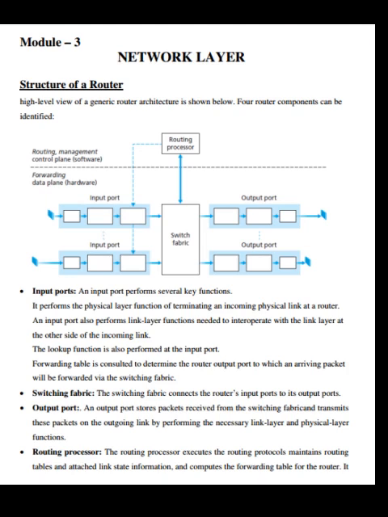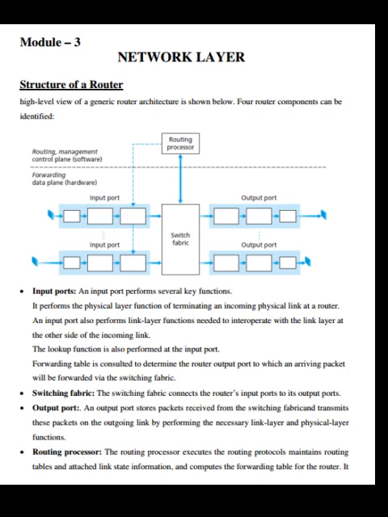An input port performs several key functions. It performs the physical layer function of terminating an incoming physical link at a router. An input port also performs link layer functions needed to interoperate with the link layer at the other side of the incoming link. The lookup function is also performed at the input port. The forwarding table is consulted to determine the router output port to which an arriving packet will be forwarded via the switching fabric. The switching fabric connects the router's input ports to its output ports.